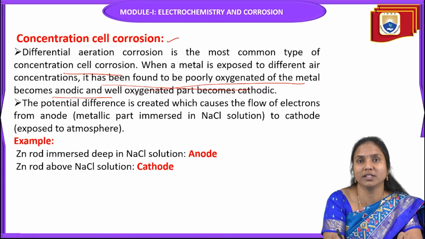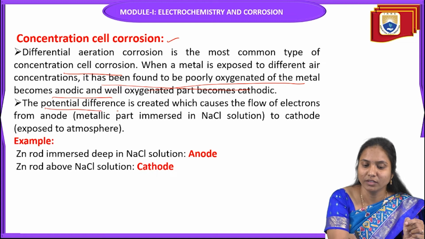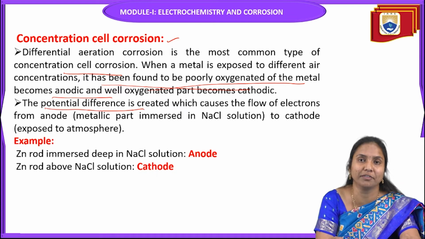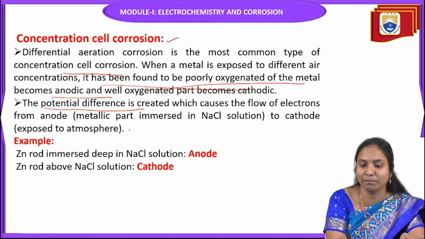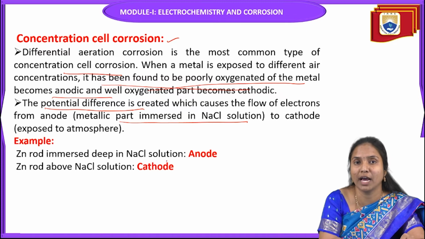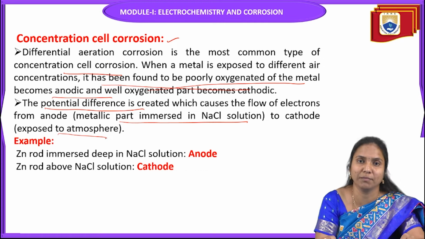The poorly oxygenated area acts as anode and the remaining part acts as cathode. So a potential difference is created, which causes flow of electrons from the anode, the metallic part immersed in NaCl solution, to the cathode. So electrons flow from anode to cathode. The cathode is the part exposed to the atmosphere.